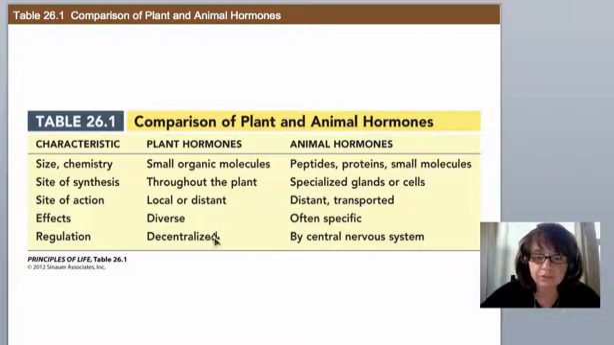Plant hormones are a little different. They're small organic molecules. They are not peptides, and you'll see some structures in a minute. They're made all over the plant in different tissues. They can work either very close or they can be moved around the plant to work in a distant location. They have a whole bunch of different effects, meaning that one hormone doesn't just do one thing. It could do a couple things you're going to see. And their regulation is decentralized because the plants don't have a brain. They don't have something organizing their stuff like animals do.